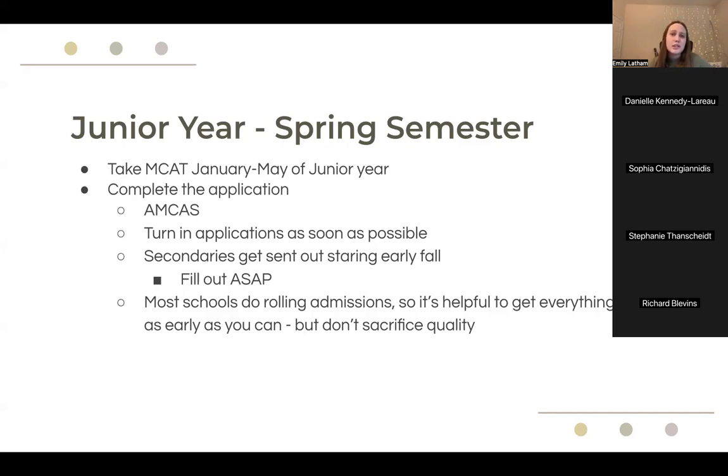Because you want to put your best foot forward and provide the best representation of you that you can. So while you want to get everything in quickly, you do want to make sure that you're putting in your effort, double checking, triple checking everything. You don't want there to be spelling mistakes, because that looks like you rushed it and that you didn't care as much about it. So you want to make sure it's as high quality as it can be.